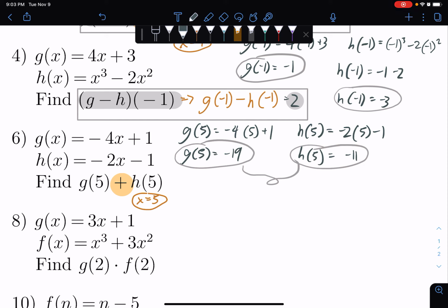And so we know that our operation is addition. Therefore, we'll add negative 19 plus, place a parenthesis to keep a distinction, not confuse the operations and symbols of integers. Negative 19 plus negative 11, our answer is negative 30. So this is weird.